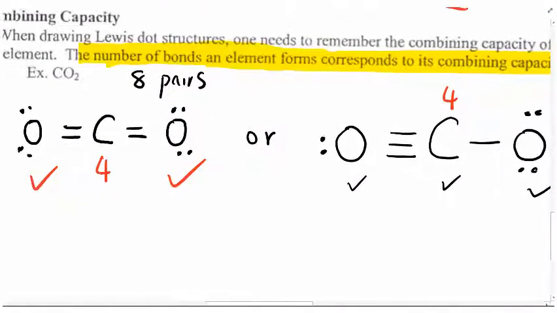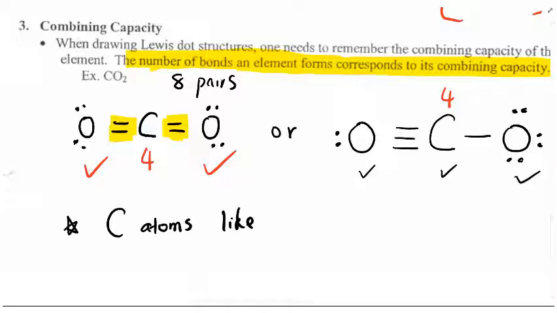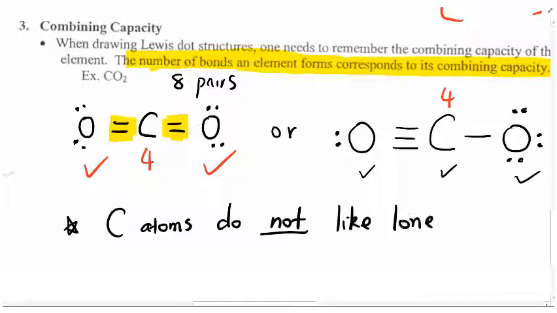And one last note on combining capacity: carbon always wants to have 4. Doesn't matter if it's a single bond or double bond or triple bond, they always like to have 4 shared pairs. So I'm just going to make a note here saying that carbon atoms do not like lone pairs.